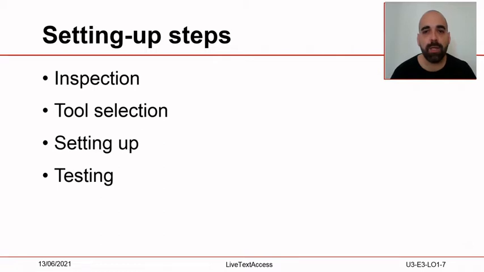To do this, you must know the place where you will work and how the subtitles will be displayed to the audience. It is possible to identify 4 steps in setting up: venue inspection, tool selection, the actual setting up, and the test you need to do to ensure that everything is working fine. In this presentation, we will be dealing with the first 3 steps. Testing is the topic of Unit 3, Element 3, Learning Outcome 3.